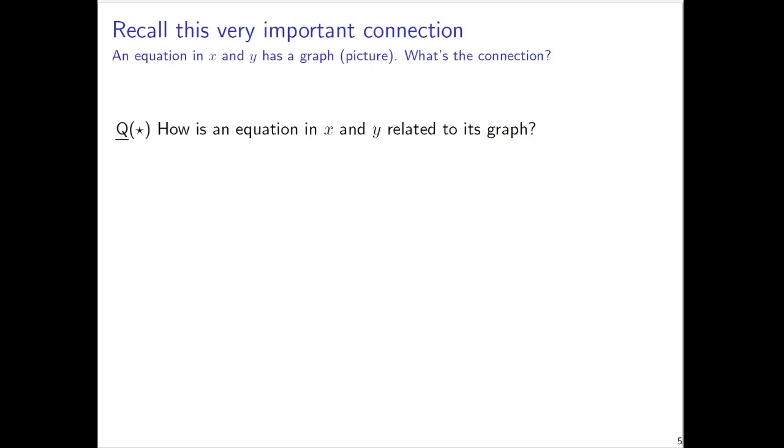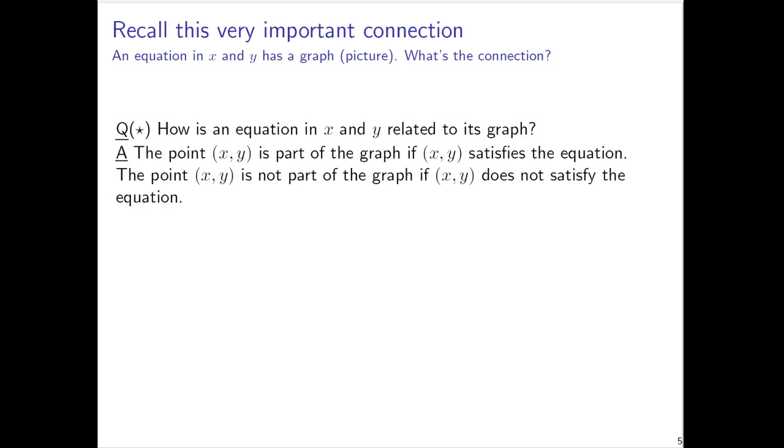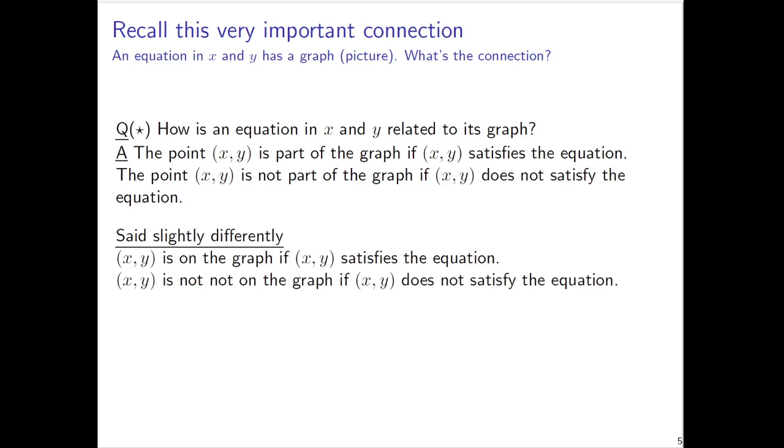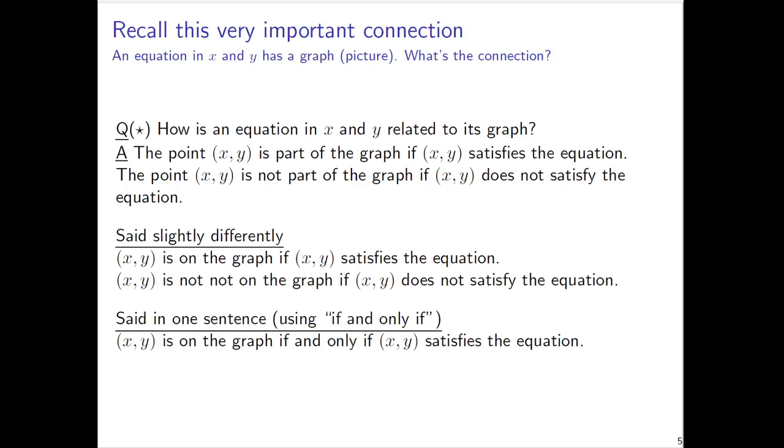And what's the connection? So how is an equation in x and y related to its graph? Well, the point x, y is part of the graph if x, y satisfies the equation, and the point x, y is not part of the graph if x, y doesn't satisfy the equation. So said differently, x, y is on the graph if x, y satisfies the equation, x, y is not on the graph if x, y doesn't satisfy the equation. There's a one sentence way of saying this using if and only if. So x comma y is on the graph if and only if x comma y satisfies the equation.